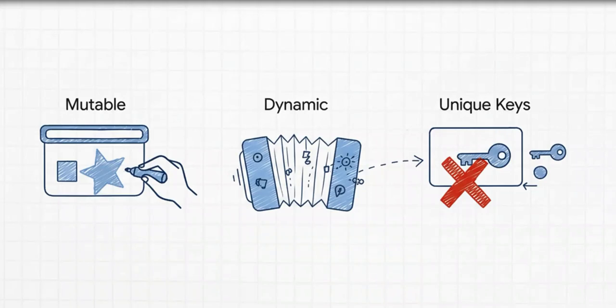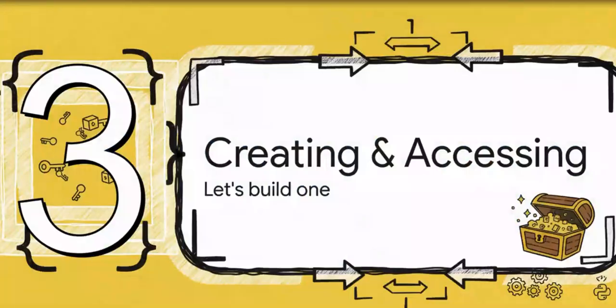Okay, so there are a few core things you gotta know. First, dictionaries are mutable. That's just a fancy word that means you can change them on the fly. Add stuff, delete stuff, you name it. They're also dynamic, meaning they can grow and shrink as you need them to. And here's the big one. Every single key has to be unique. You can't have two roll numbers that are both 100, right? It wouldn't make sense.